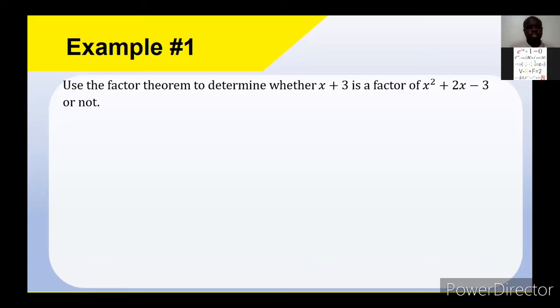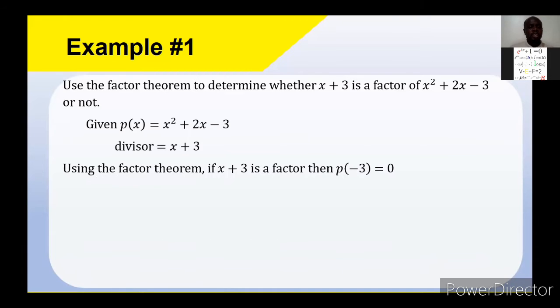Use the factor theorem to determine whether x plus 3 is a factor of x squared plus 2x minus 3 or not. Given p of x is equal to x squared plus 2x minus 3. Our divisor is x plus 3. Using the factor theorem, if x plus 3 is a factor, then p of negative 3 should be equal to 0. Let us look now.